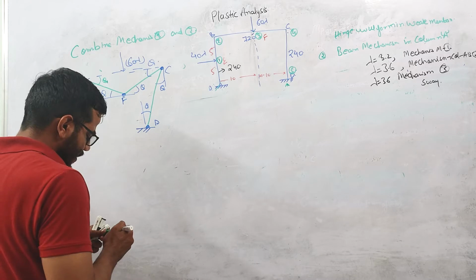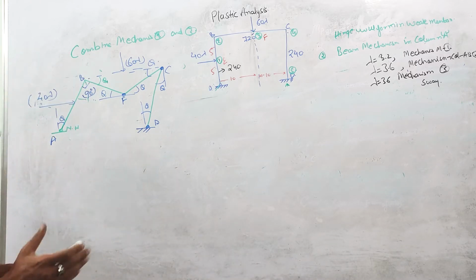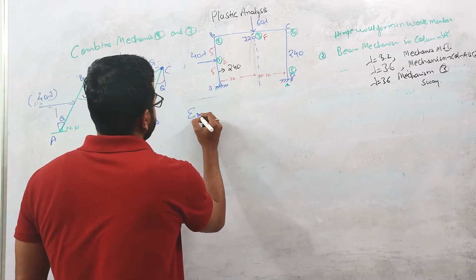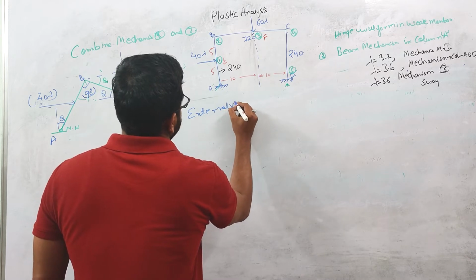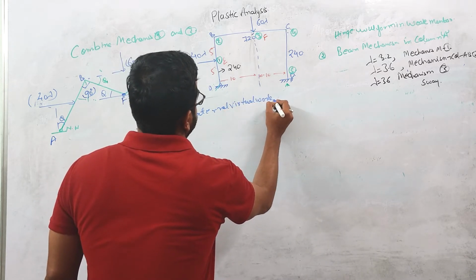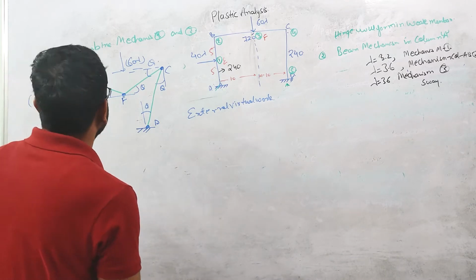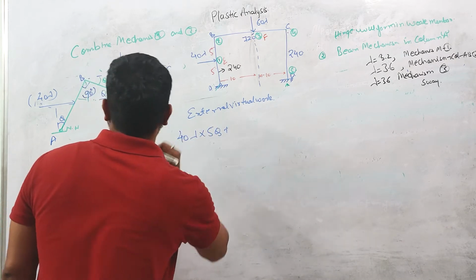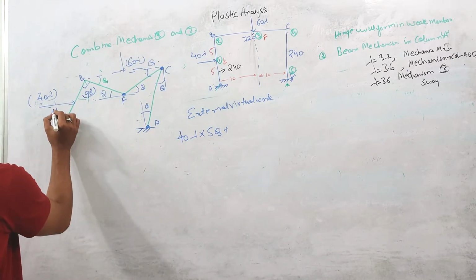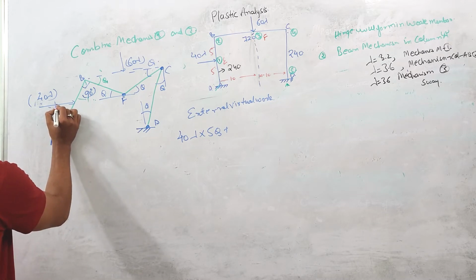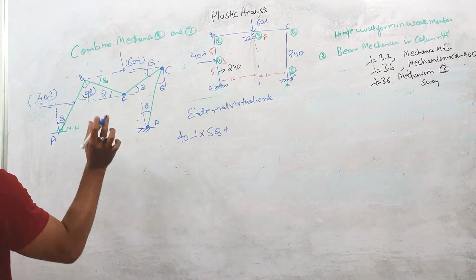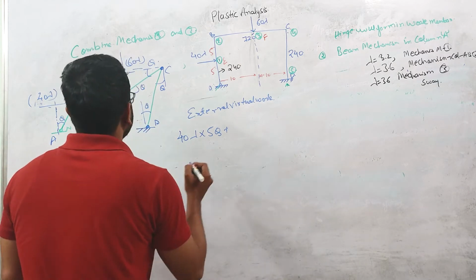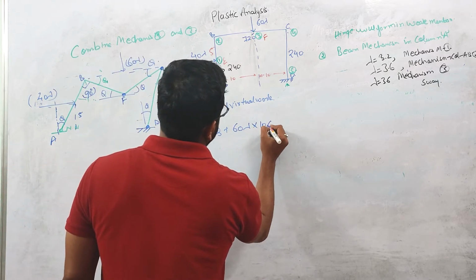So if you apply the principle of virtual work in this combined mechanism, what is the external virtual work? External virtual work is basically 40 lambda into 5 theta plus... This is the initial position, and it is deflected to this position. So this distance is 5 theta. Okay, this vertical distance is 5, right? And here also it will be 60 lambda into 10 theta.